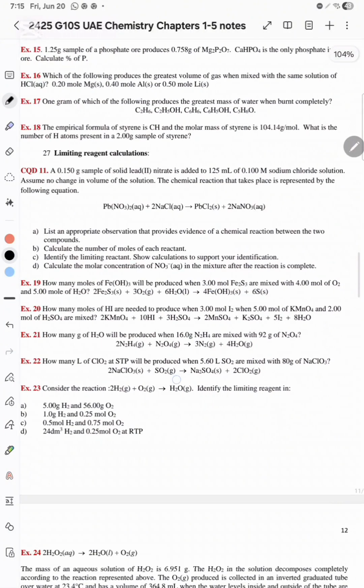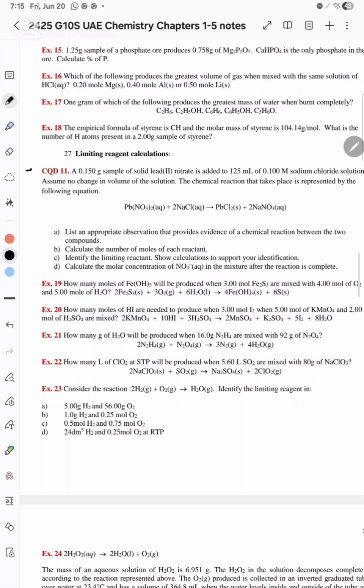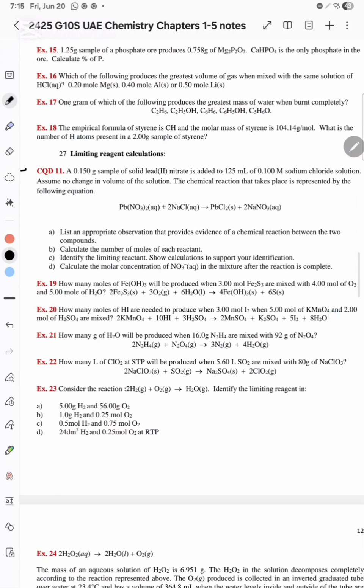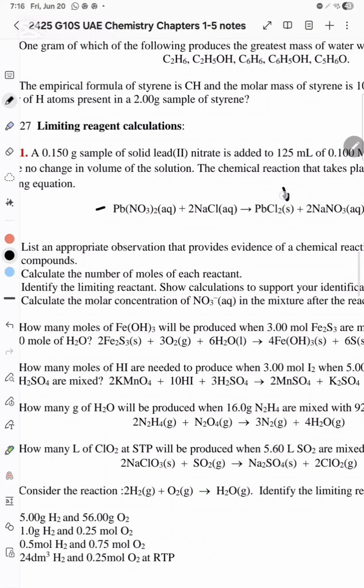Now, a 0.150 gram sample of solid lead nitrate is added to 125 milliliters of 0.1 molar concentration of sodium chloride solution. No change in volume happened. The chemical reaction takes place, and this is the formula equation. So what's the observation that proves evidence of reaction? Now what can we see? This S, which means a solid. What does that mean? A precipitate formed.